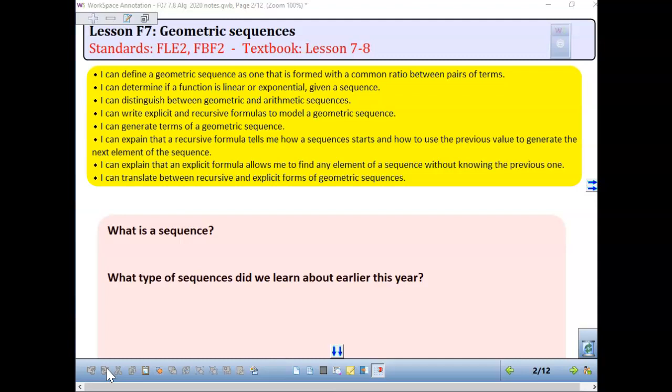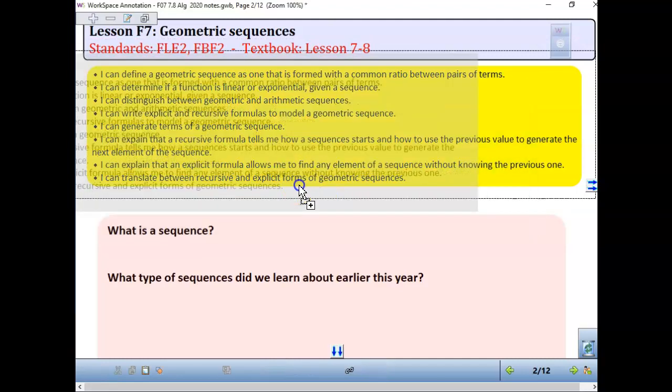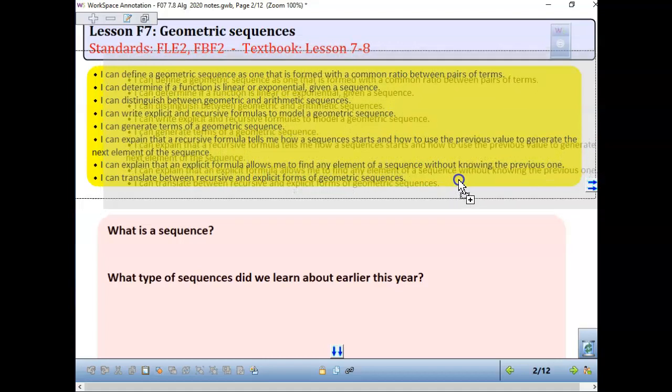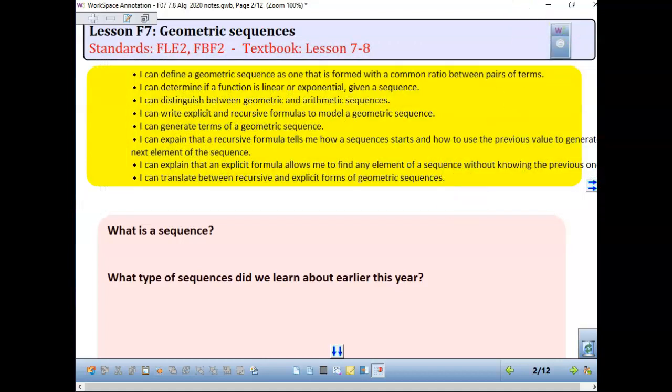So I've already put them up, but I would like you to kind of wait for class on Thursday to at least do some of them, even if you're working ahead. So as we are taking a look right now at the I can statements: I can define a geometric sequence.